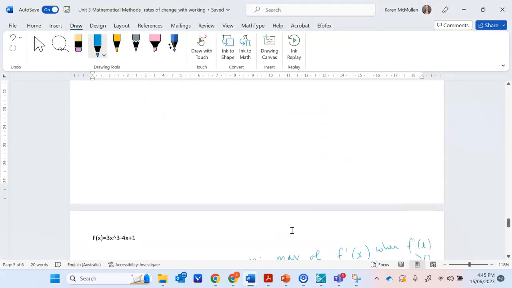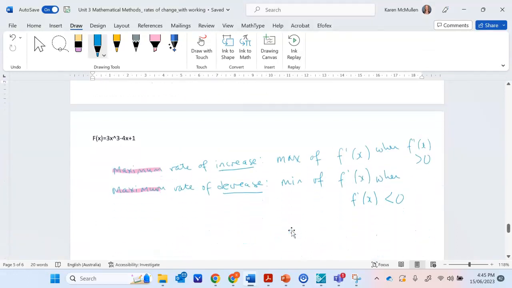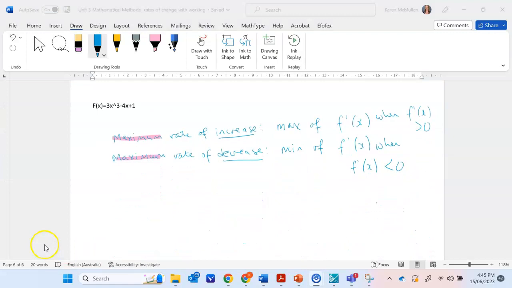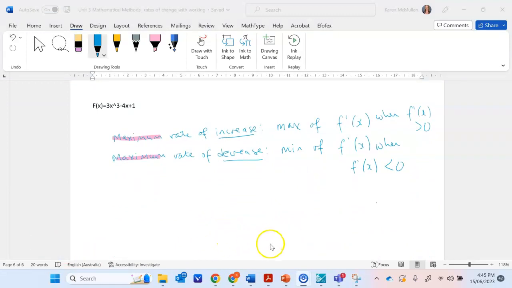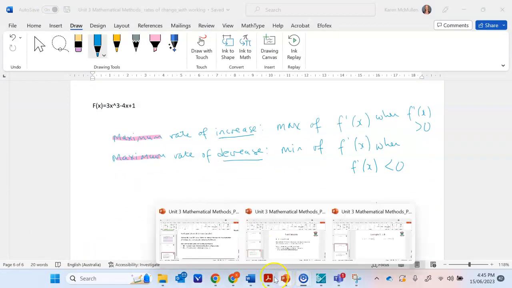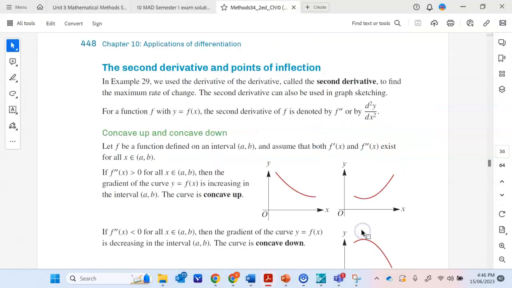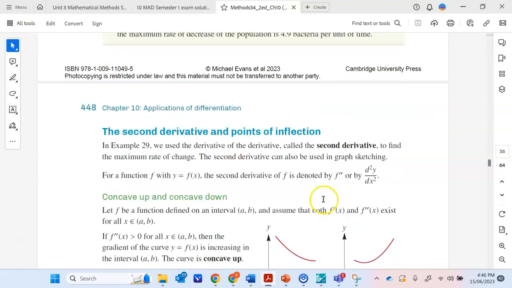Okay, let's have a look at what else the second derivative tells us. Okay, so I'm going to show you what is in your textbook, if I can find which tab it is. All right, so your second derivative, we've just looked at it in terms of maximum rate of increase and maximum rate of decrease. So that's in your textbook too.